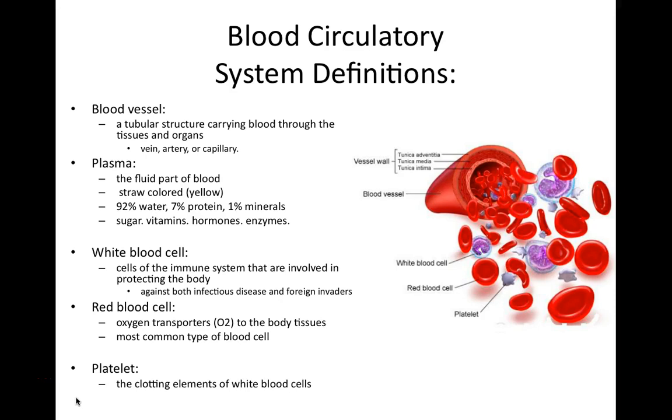Red blood cell, oxygen transporters to the body's tissues. As you know, or you should know, it's the most common type of blood cell. Finally, the platelet. This clots with the white blood cells, the clotting element of the blood. As you can see, I have a nice graphic here giving you visual learners something to compare to.